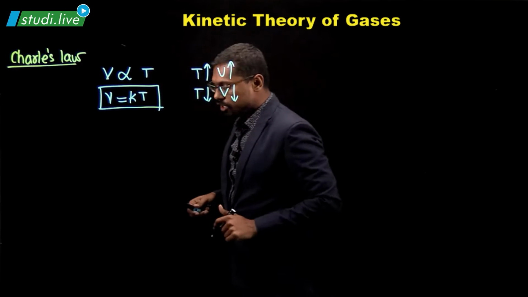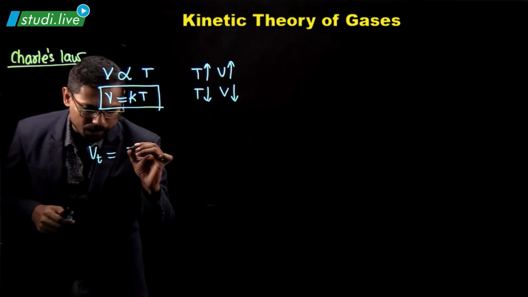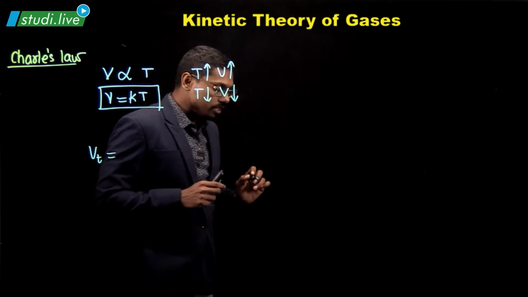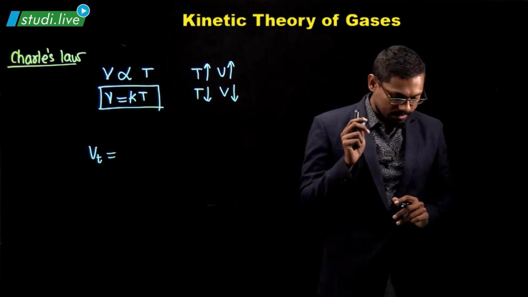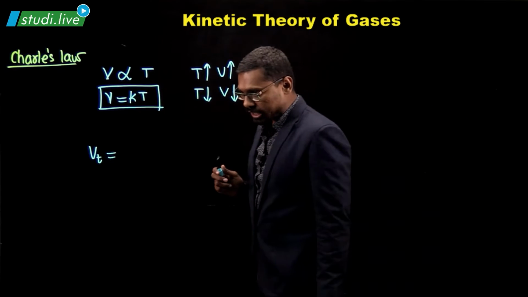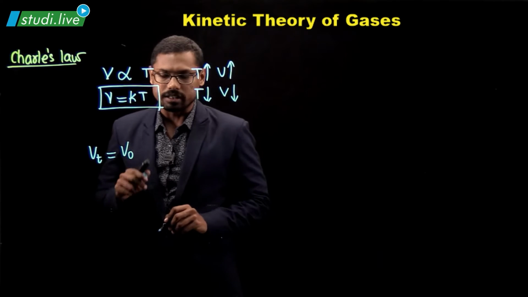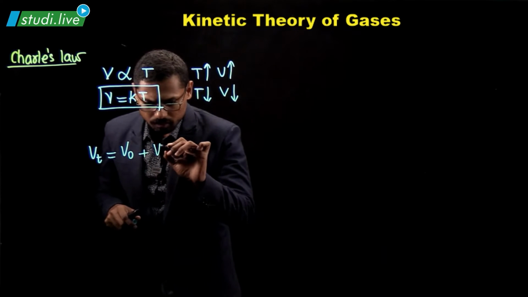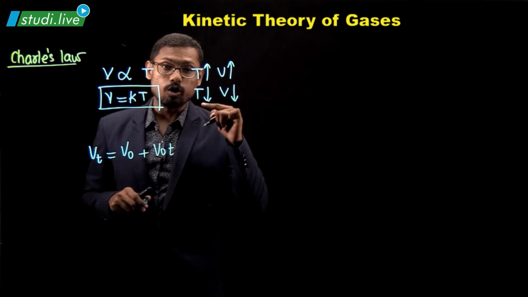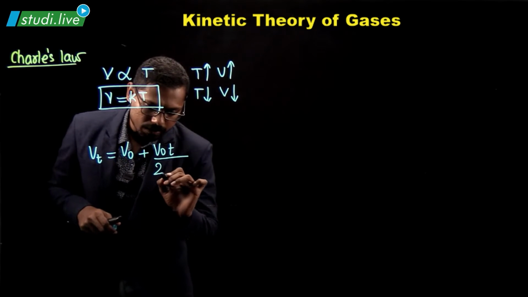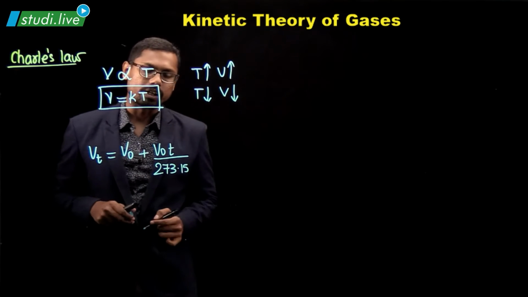This is the idea. But what is the volume of a gas at any specific temperature T? If you are asked to calculate the volume of a gas at any specific temperature, let's say T, this is expressed as V naught, that is the volume of the gas at 0 degrees, plus V naught times T, where T is the temperature of the gas, divided by 273.15.